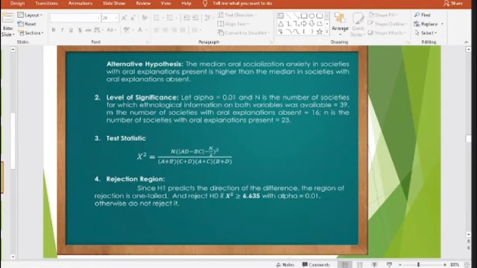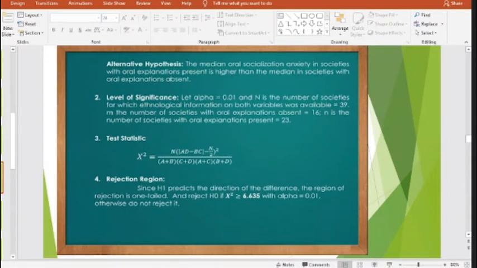For the rejection region, since the alternative hypothesis predicts the direction of the difference, the region of rejection is one-tailed. Reject the null hypothesis if the computed value is greater than or equal to 6.635, with alpha 0.01. Otherwise, do not reject it.